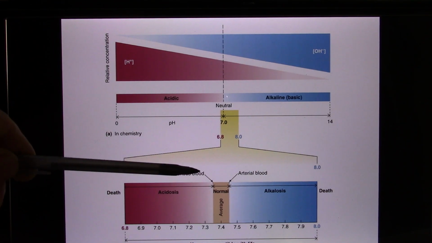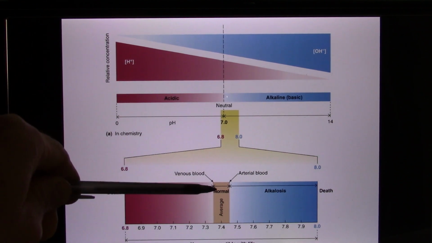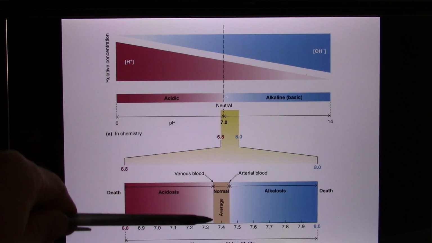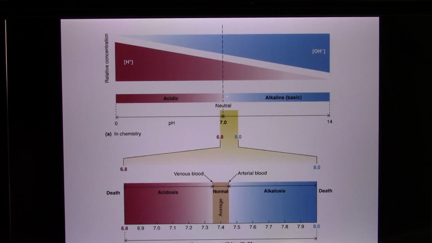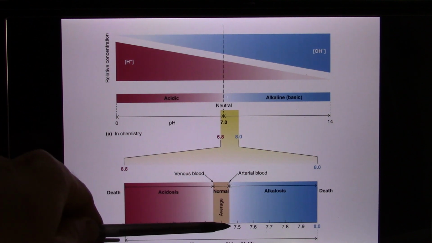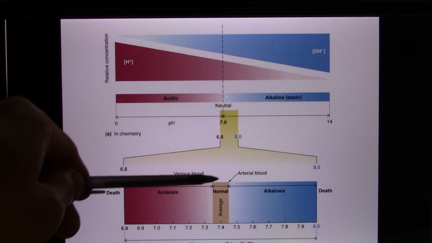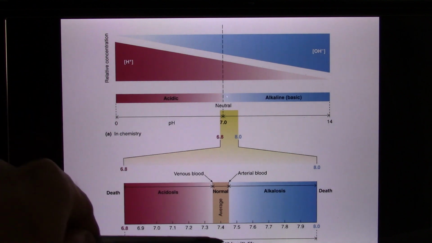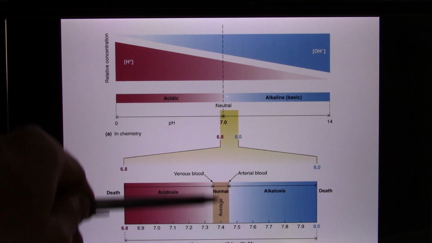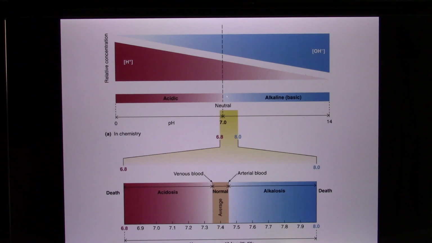And your blood pH is 7.4, so your blood is not neutral. It's a little bit basic. And you have a very small wiggle room, so you need to maintain homeostasis of the blood pH from 7.35 to 7.45. That's the normal pH. So if I ask you what's your blood pH, you can give me the range from 7.35 to 7.45. I will call it correct. The easiest way is to say 7.4. That's the normal blood pH.